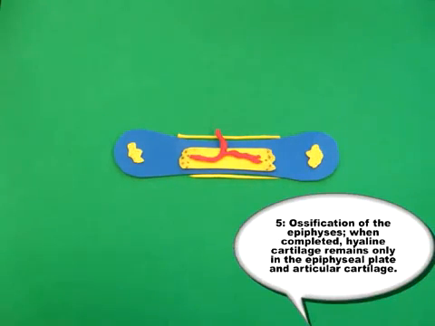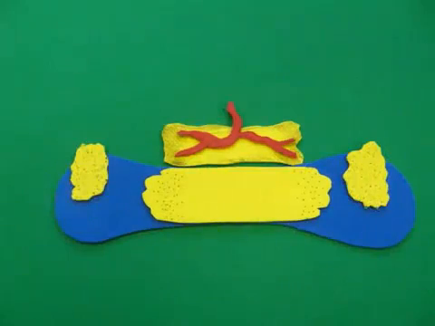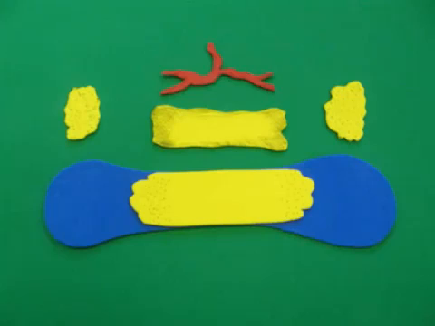Now, secondary ossification sites appear in the epiphyses. These sites hollow out and undergo the same transformation as the primary ossification center. In humans, this stage usually corresponds with birth. The joints are still cartilaginous.